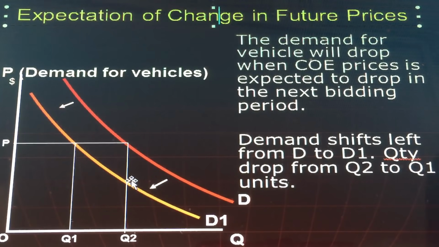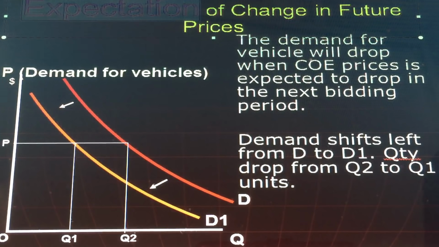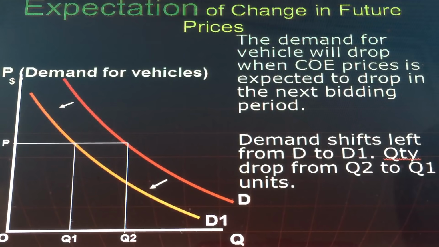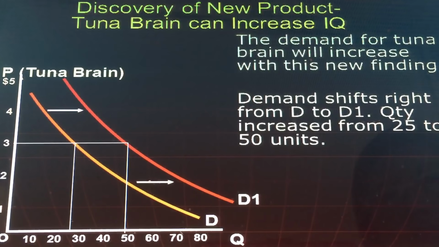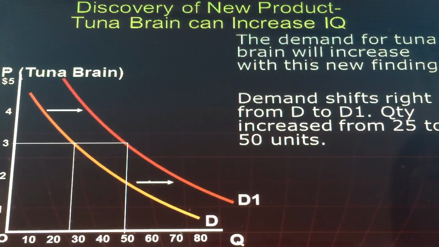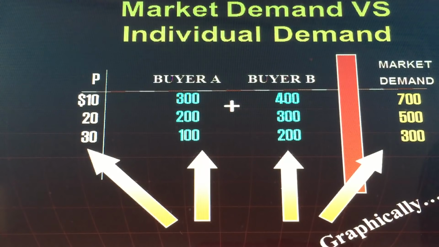The price hasn't changed; the keyword is expectations. The price hasn't changed yet, but you expect the price to drop. The price is still the same. So what happens? You wait for it to drop, and therefore you will delay. Wait for the Christmas sale, then you buy the product. Alright? So this one is actually a shift to the left. Other examples you can read on your own.